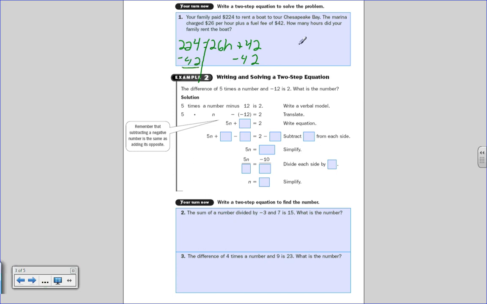I'll move up over here. 224 minus 42 is 182. And then the 42s are gone on the right, so we have 26h. Multiplying, so we need to divide. The 26s are gone. And we have h equals, how many times does 26 go into 182? That's like 7 times.